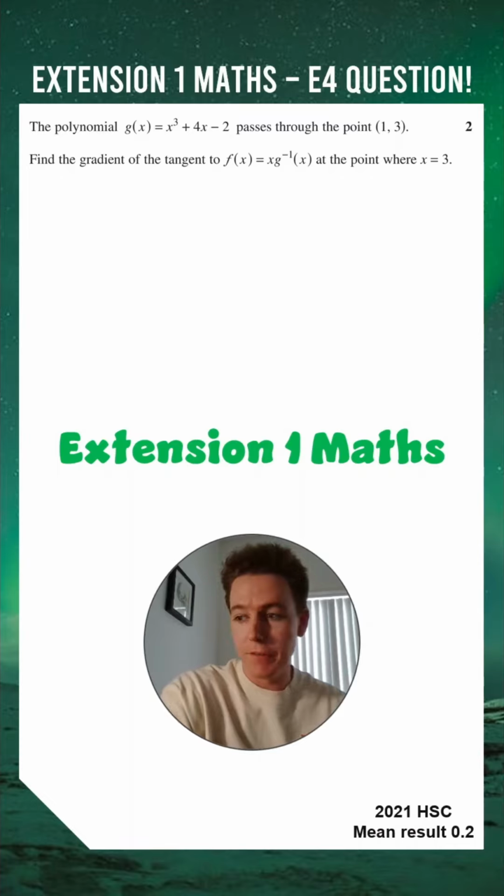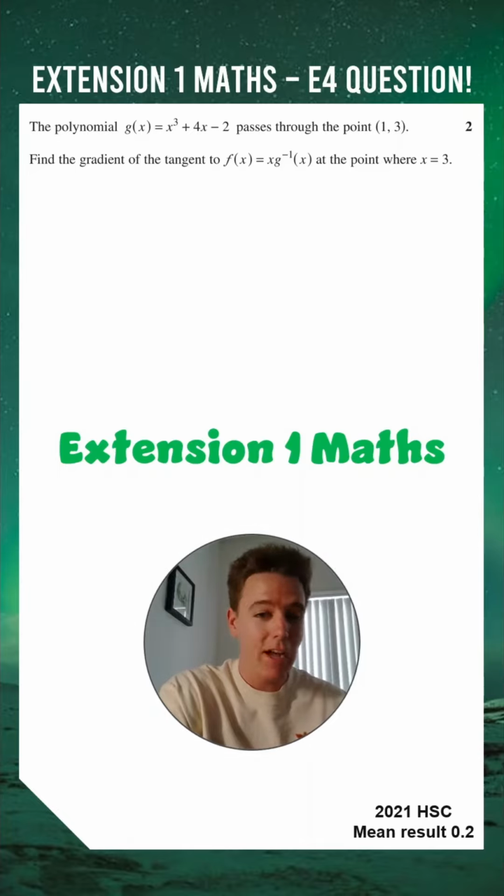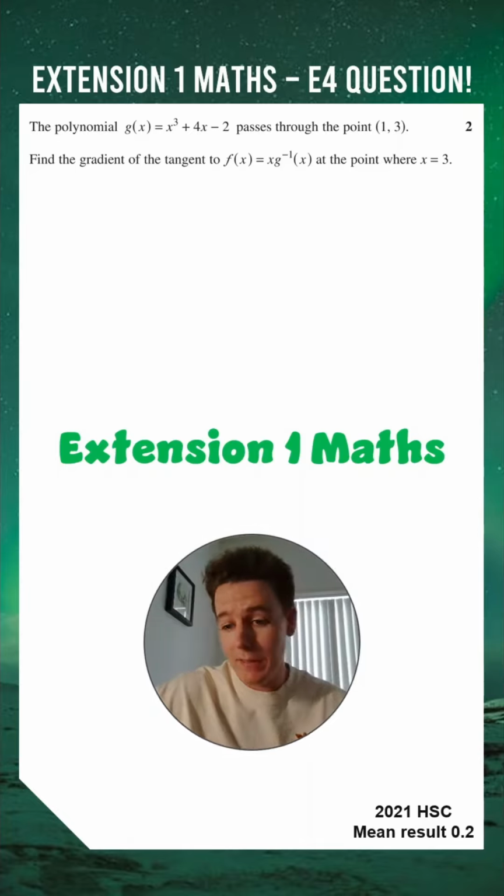Okay, some last minute advice for Extension 1 students. This was the last question on the 2021 exam. The average result was 0.2 out of 2, and it's really not that hard as long as you know a little trick to it. So let's unpack it together.